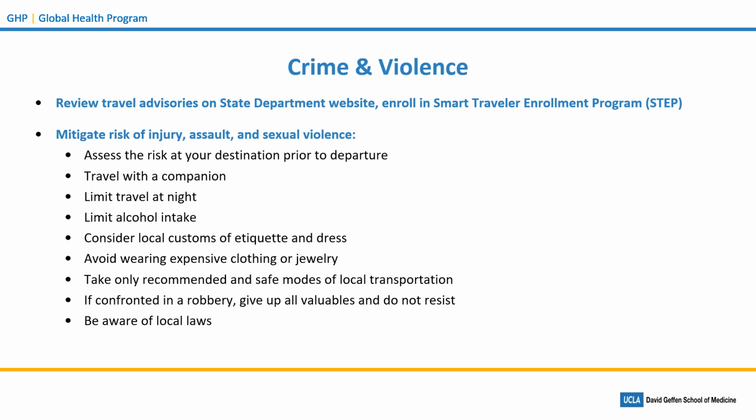Crime and violence are also important for us to discuss. So review any travel advisories on the State Department website, and please enroll in the Smart Traveler Enrollment Program, or STEP, and do everything possible to mitigate the risk of injury, assault, or sexual violence. So what does that mean?